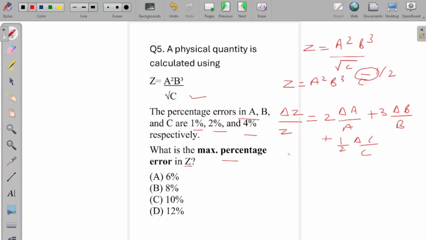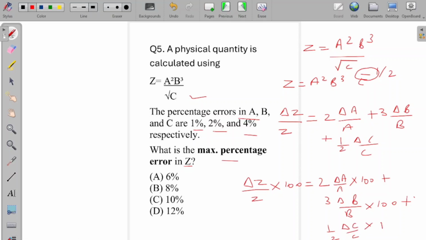Now let's convert this expression into the expression for percentage error. So this becomes delta Z upon Z into 100 is equal to 2 delta A upon A into 100 plus 3 delta B upon B into 100 plus half delta C upon C into 100.